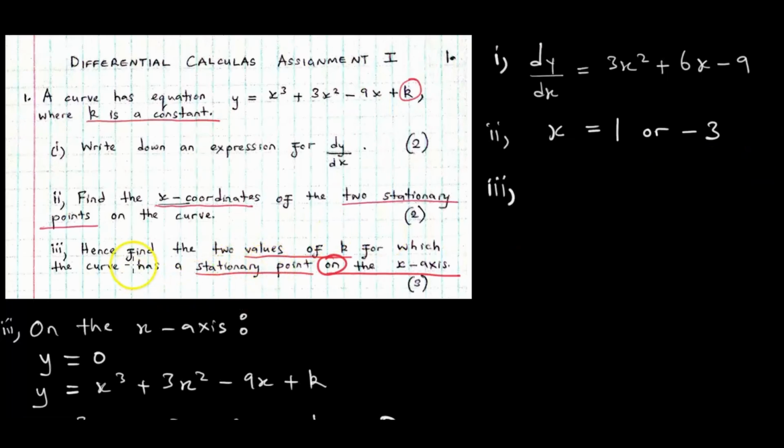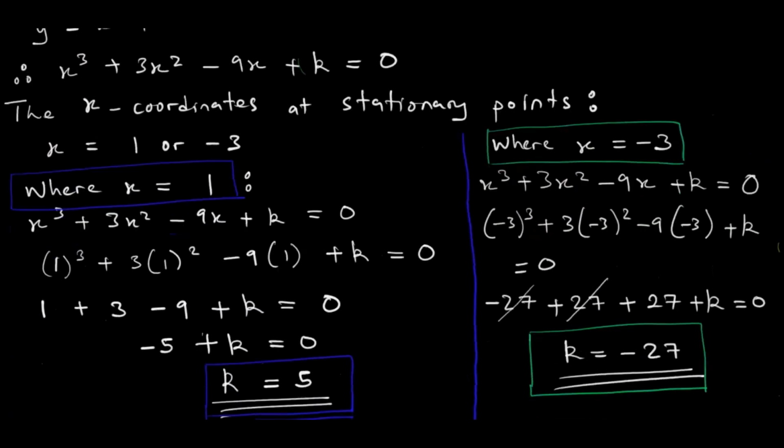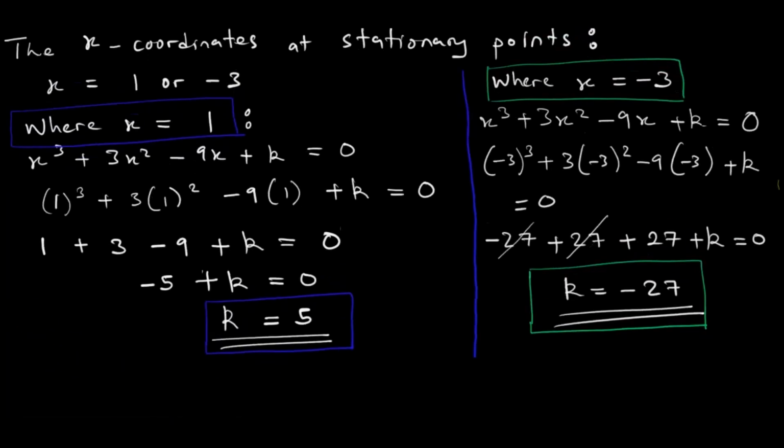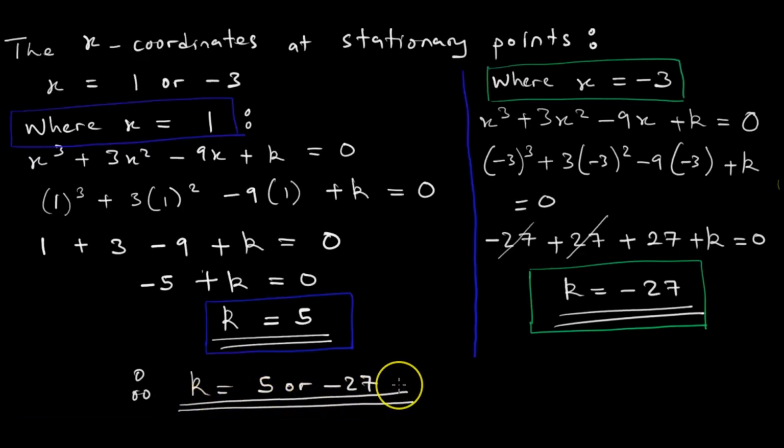So we have finished the question: hence, find the two values of k for which the curve has a stationary point on the x-axis. Therefore, k is equal to 5 or minus 27. Double underline. For ZIMSEC this is worth 5 points.